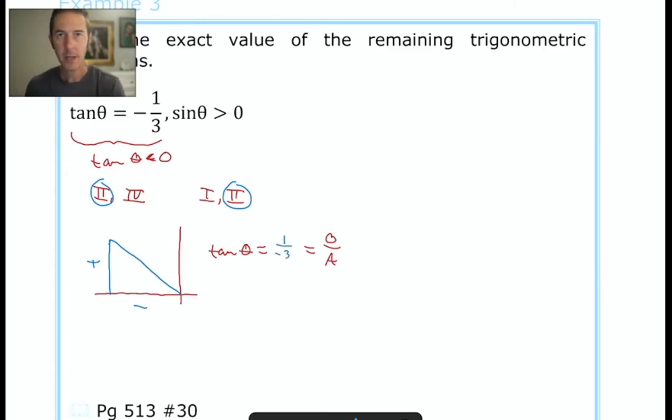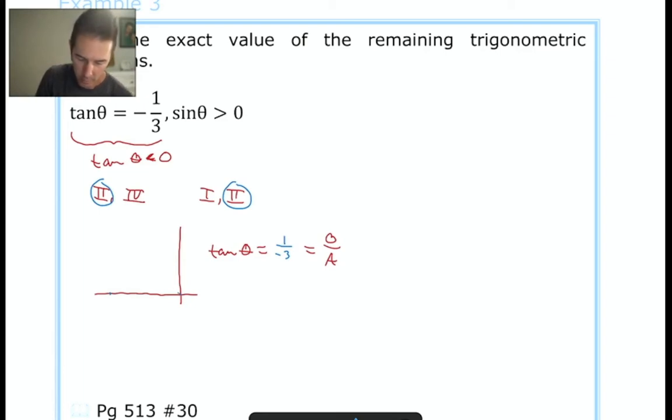I'm trying to make my notes match up with the reality of the situation as much as possible so that it helps my mind make sense out of the diagram and connect the diagram to the arithmetic or the trig that's happening on the page so that it's all very well connected. Okay, so now I've got an opposite side of 1, an adjacent side of negative 3. So the adjacent side is much longer, 3 times longer than the opposite side.